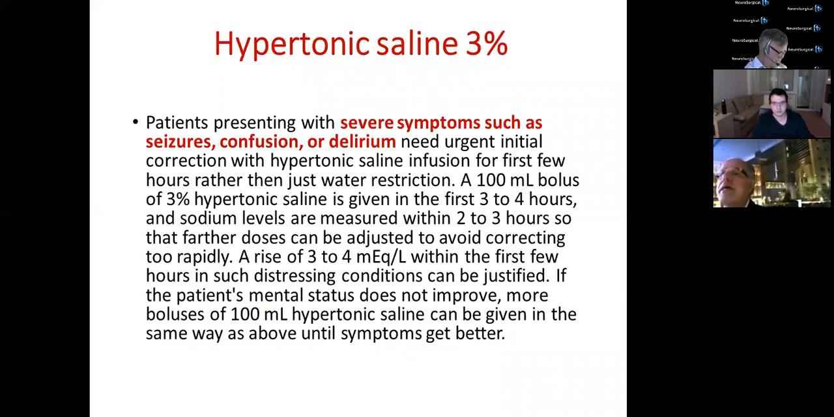If there are acute symptoms of hyponatremia, we must give hypertonic saline 3%, or what is available. Here 2.7% may be available. We usually give boluses of 100-150 ml over 20 to 30 minutes, then we measure electrolytes frequently. The goal is not to increase serum sodium from, for example, 120 to 140 within 24 hours. The allowed correction for hyponatremia is only around 8 millimole per liter per 24 hours.